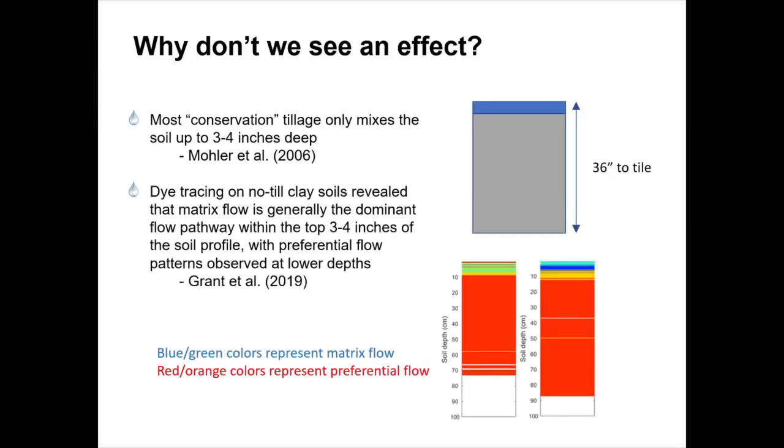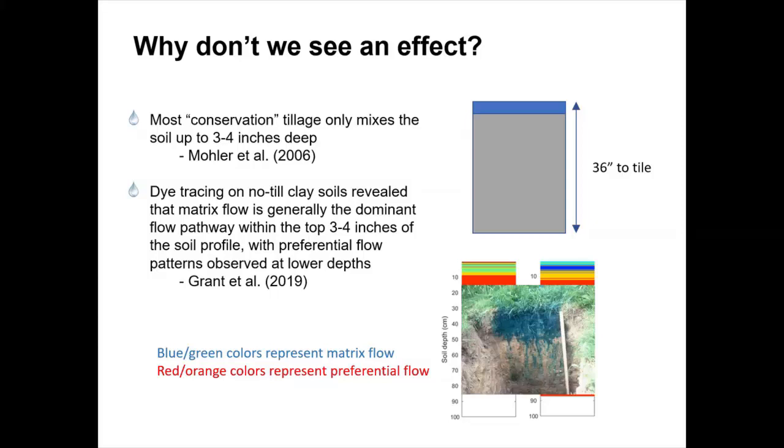Also, there was a study done in Canada within the last year where they looked at some dye tracer experiments on clay soils, and they revealed that matrix flow is generally the dominant way water infiltrates into the soil, with preferential flow deeper in the soil profile. We can see that in these pictures. You see pretty uniform dye coverage on the top soil. So most of our infiltration in no-till soils, or even tilled soils, is matrix flow.